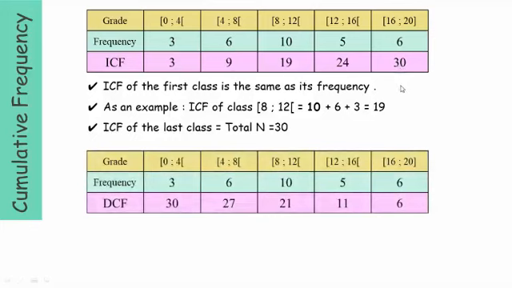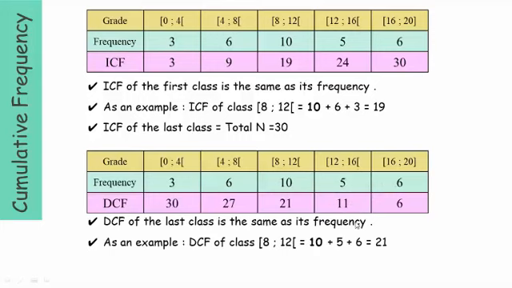In a reverse way, we find the decreasing cumulative frequency. The decreasing cumulative frequency of the last class is the same as its frequency, 6. And the decreasing cumulative frequency of the class 12-16 is 5 plus what comes after, which is 6, to have 11. The decreasing cumulative frequency of the class 8-12 is 10 plus what comes after, that is plus 5 plus 6, to get 21, and so on, till you get that the first class has the decreasing cumulative frequency equal to the total n.